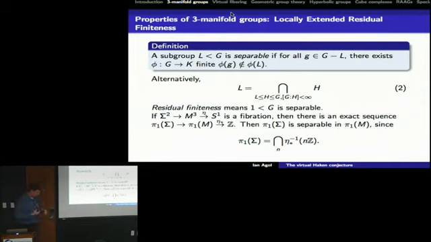In particular, what I stated yesterday is geometrically infinite subgroups of three-manifold groups are fibers of fibrations of finite-sheeted covers. And for that reason, those actually are separable subgroups. So this argument is one case that's used in proving that three-manifold groups are locally extended residually finite. So the case that needs to be dealt with then is the case of the geometrically finite groups, which is what is dealt with in Dani Wise's work.